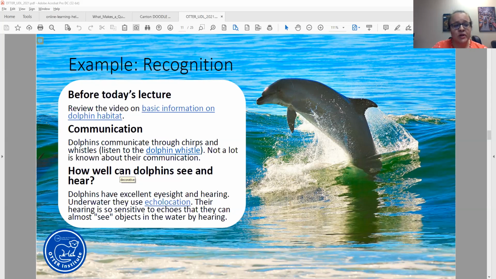Let's look at what's happening in the third paragraph. How well can dolphins see and hear? They have excellent eyesight and hearing. Underwater, they use echolocation. Here, I'm not explaining what echolocation is. However, I have a link to it. So in case you missed the lesson on echolocation, here's how you catch up.